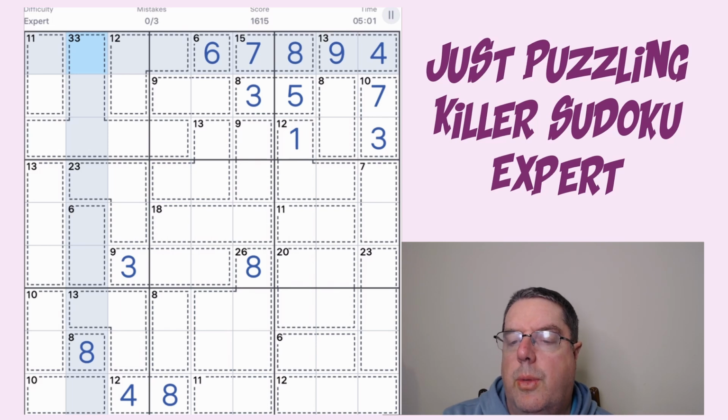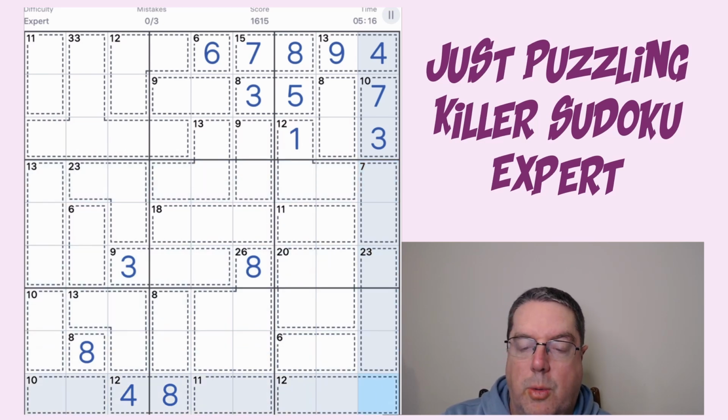Okay, so 3 and 4. So now, if I work my way down here, I've got a spare cage here. So 4 plus 10 is 14, plus 7 is 21, plus 23 is 44. That means that's a 1.